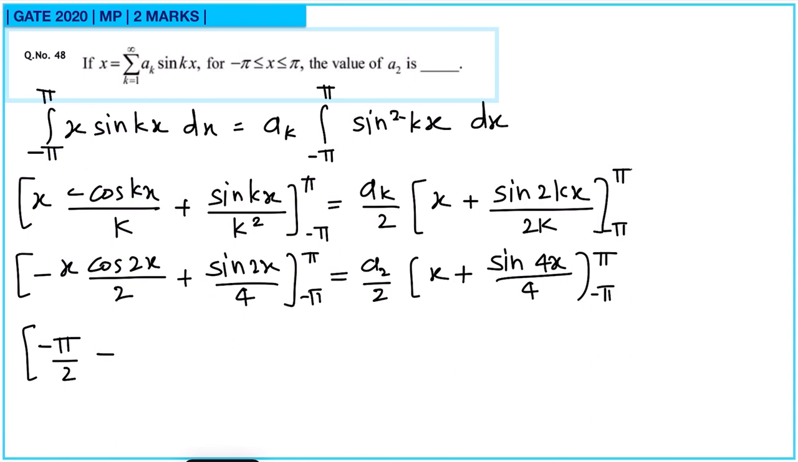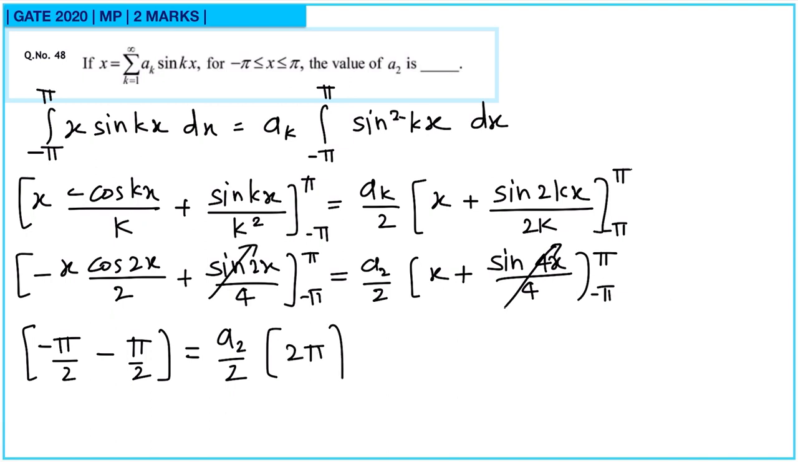Now cos of 2 pi is 1, so this will be x by 2. So minus of pi by 2 here. And sin 2 into minus pi, it also will be 0. Then we have a2 by 2. Here we have this term, the sin term will be 0. This term will be 0. So pi minus minus pi, that will be 2 pi. So this is minus pi is equal to a2 into 2, and 2 will cancel out, into pi. So a2 is equal to minus 1. So the answer is minus 1. And the answer given in the answer key is minus 1 to minus 1.